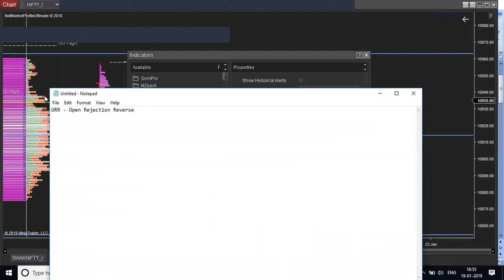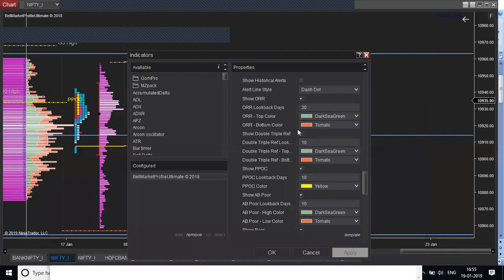If there is any ORR, it captures and lists it out. But at the same time, you have to be aware that it will not classify whether it's a strong ORR or a weak ORR. That you have to do as a manual classification. At times, the ORR could be a strong ORR. At times, an ORR could be a weaker ORR, based upon where the ORR is happening and how the point of control activity is shifting. Wherever it finds an ORR, it plots a reference line there. It also gives a classification, ORR top or ORR bottom.